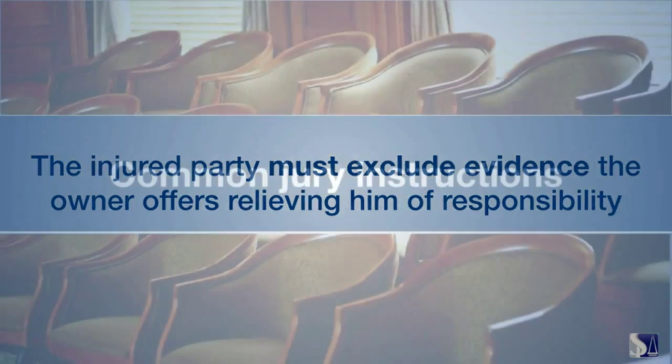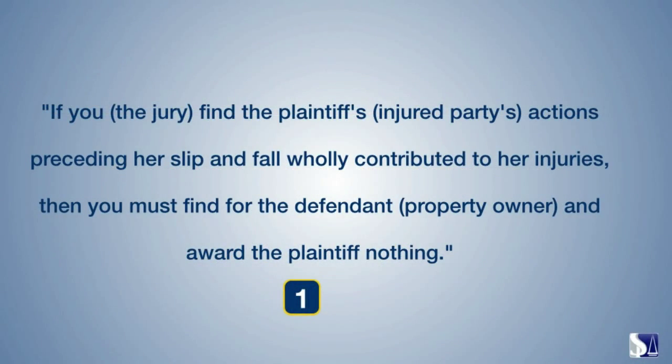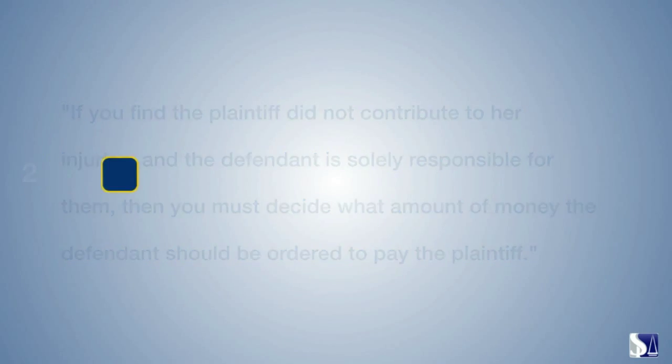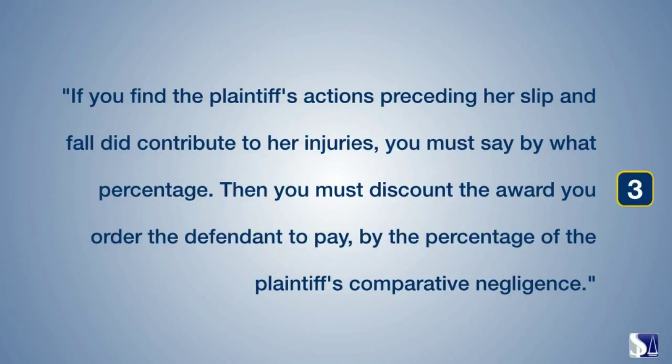Some common instructions are as follows. If you, the jury, find the plaintiff's, injured party's, actions preceding her slip and fall wholly contributed to her injuries, then you must find for the defendant, property owner, and award the plaintiff nothing. Here's another one. If you find the plaintiff did not contribute to her injuries, and the defendant is solely responsible for them, then you must decide what amount of money the defendant should be ordered to pay the plaintiff. And here's another. If you find the plaintiff's actions preceding her slip and fall did contribute to her injuries, you must say by what percentage. Then, you must discount the award you order the defendant to pay by the percentage of the plaintiff's comparative negligence.